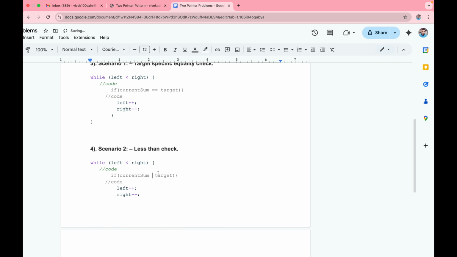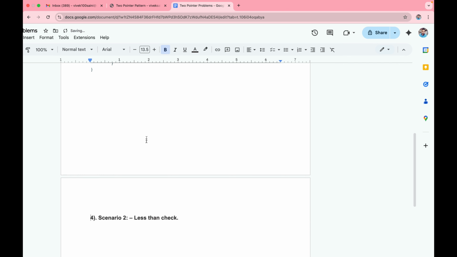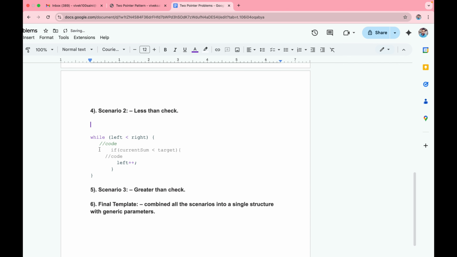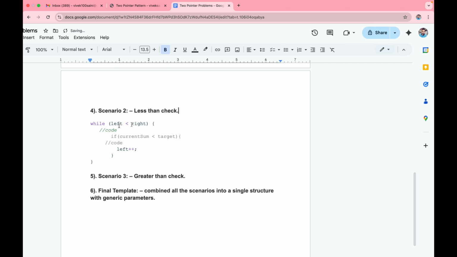So my condition was this. You have noticed I haven't touched the right pointer here. Okay, so this is my logic now. If my current sum is less than target, then I will move left plus plus. I will move only the left pointer. I won't touch the right pointer in that case.